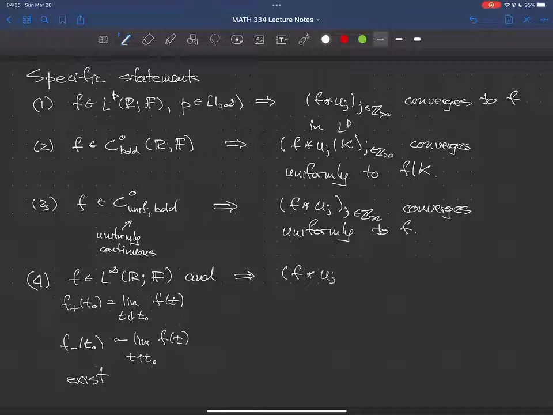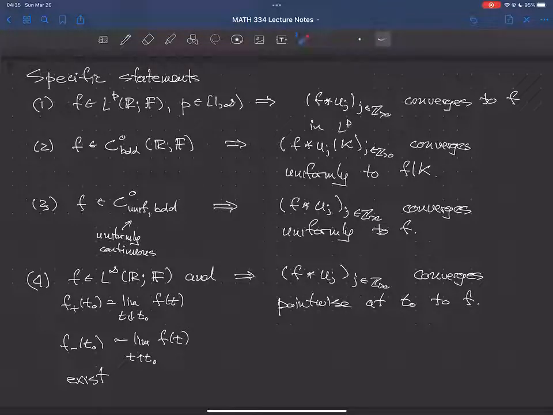Okay, all right, so if both of these statements are true, then f star u_j converges pointwise at t_0 to f. Okay, and this means just exactly that the numerical sequence, when you evaluate these at t_0, gives you f of t_0. Okay. All right, good.